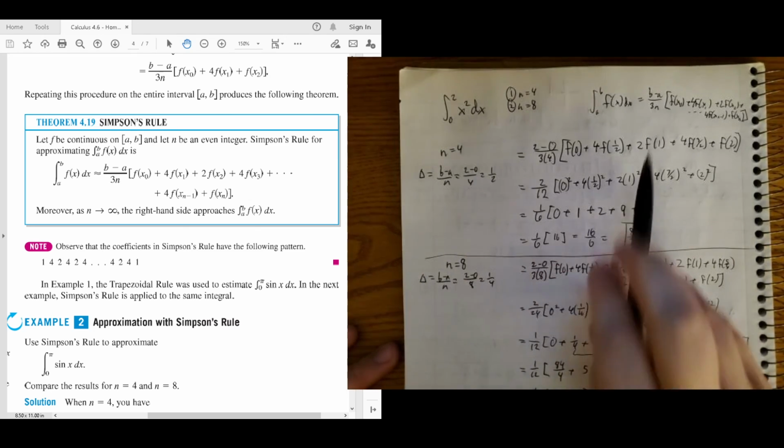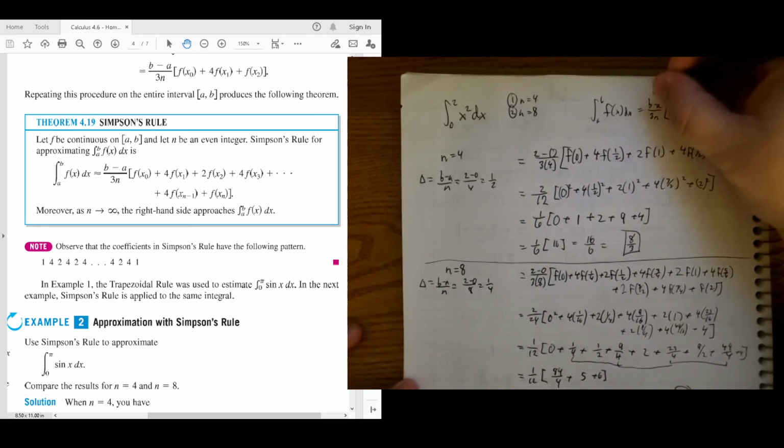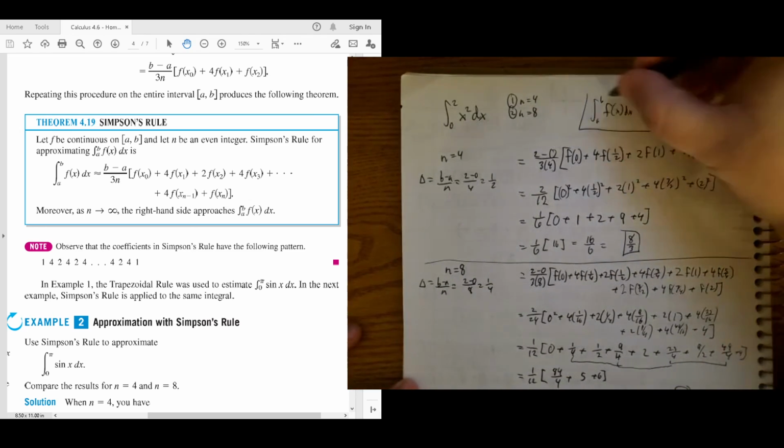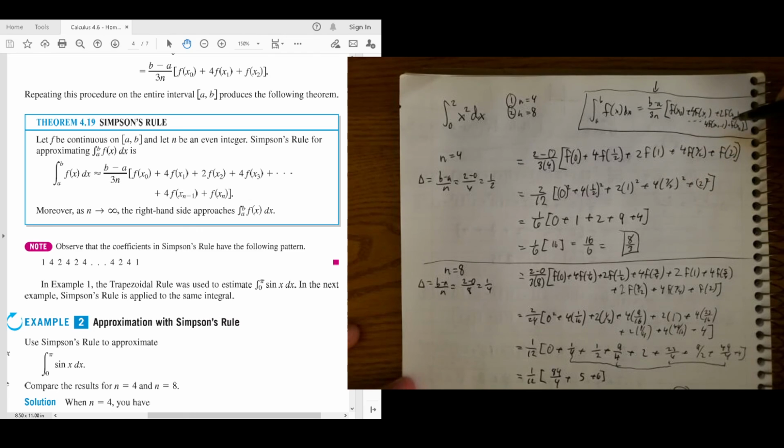Note the differences between the trapezoidal and the Simpsons. This term right here is really big. The b minus a over 3n as opposed to b minus a over 2n, and then the alternating pattern of 4, 2, 4, 2 as opposed to 1, 2, 2, 2, 2, 1.